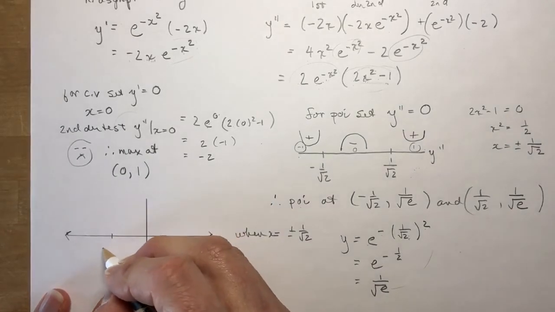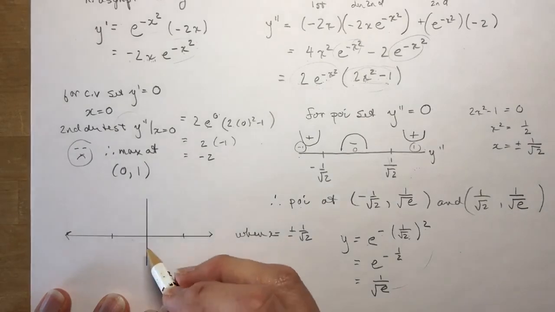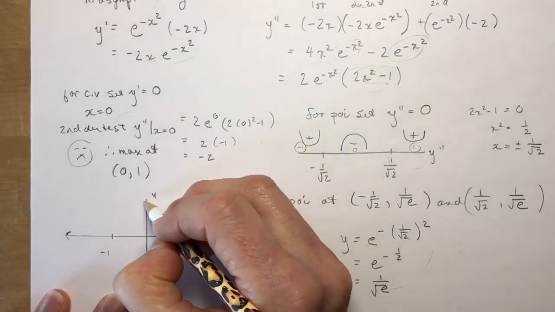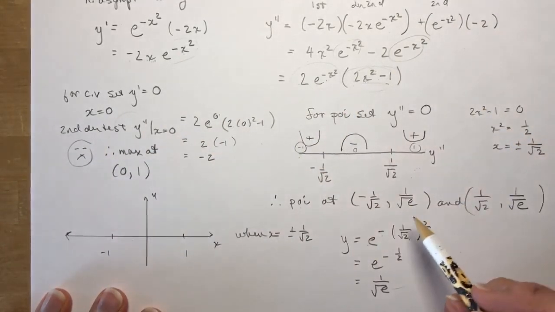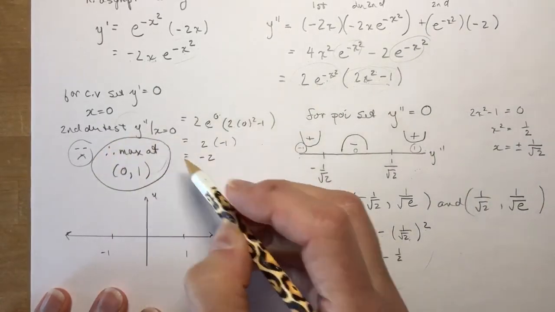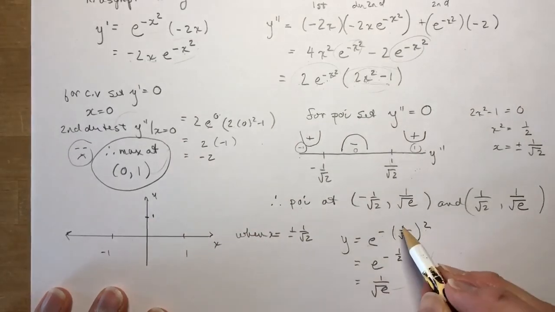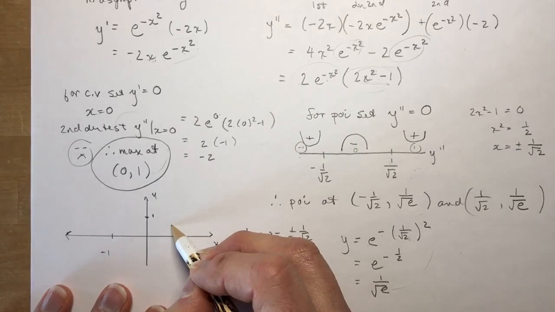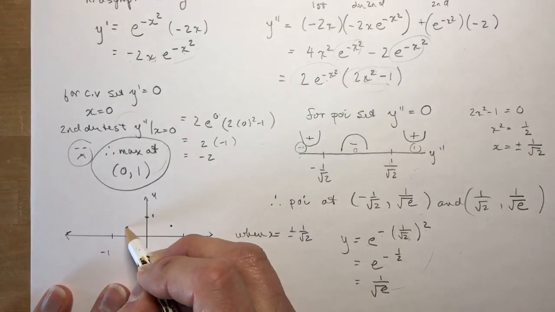Okay, so let's say this is minus 1, this is 1, this is my x, this is my y. And I have a maximum. Where was my maximum? Right here. Maximum at 0 and 1. Okay, and I have points of inflection at 1 over root 2, so we said that was 0.7, so about here, and 1 over square root of e, so that's almost like a half. And there's the same one over on this side.